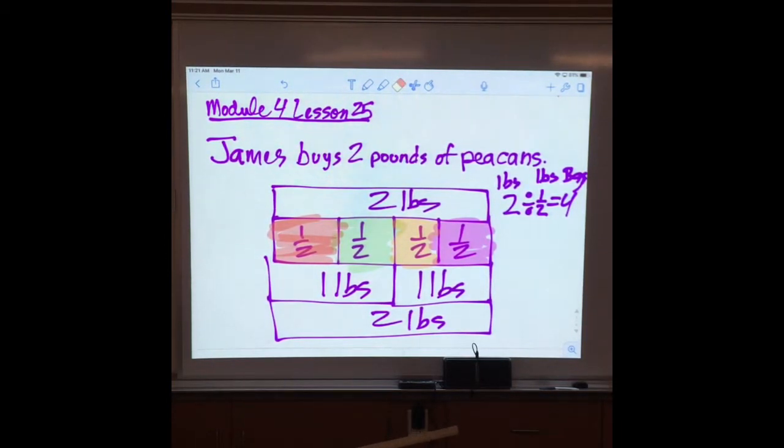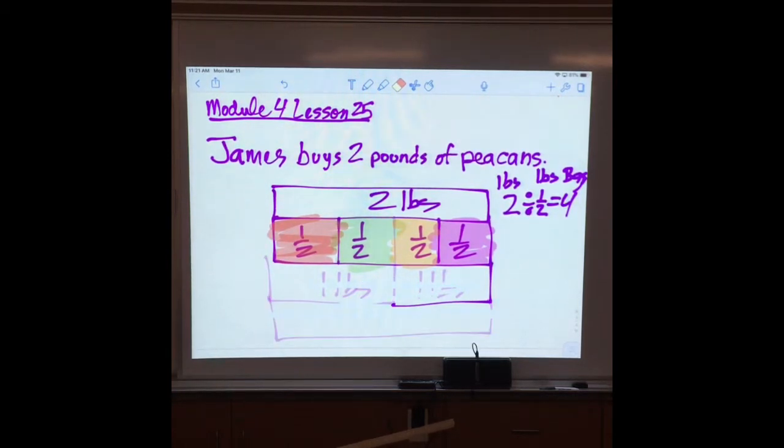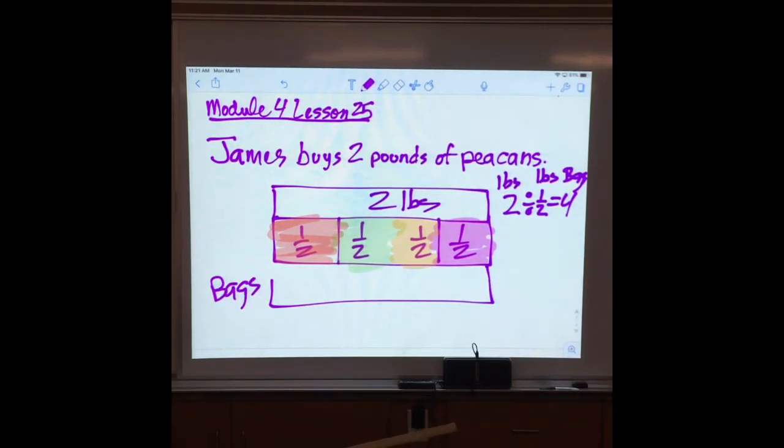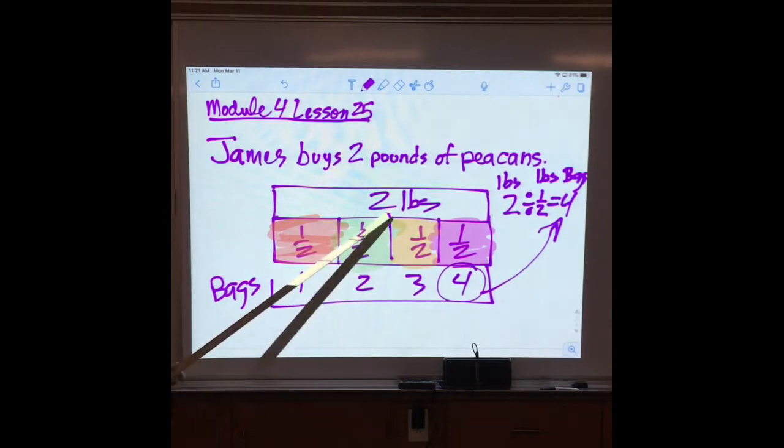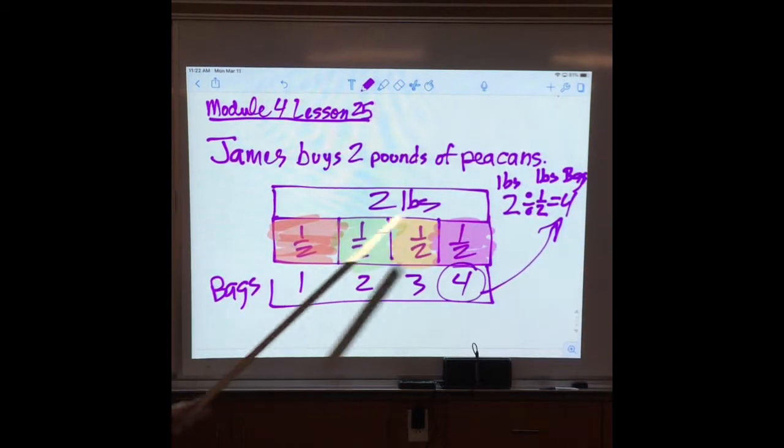So in this case, this doesn't help us, does it, on the bottom? But we could say, how many bags? How many bags we got? 1, 2, 3, 4. We got 4 bags, right? Does that work better? 2 divided by a half, put half, makes 4 bags. Everybody okay?